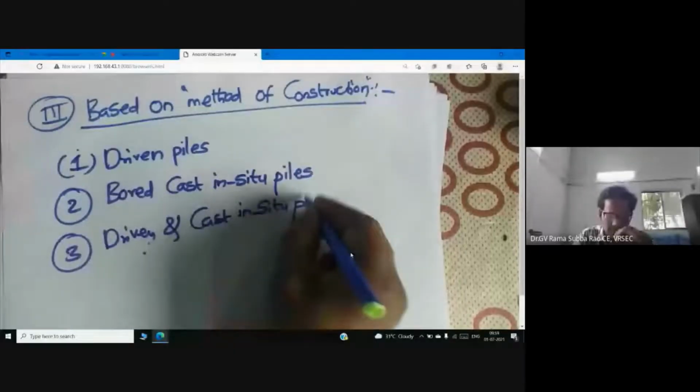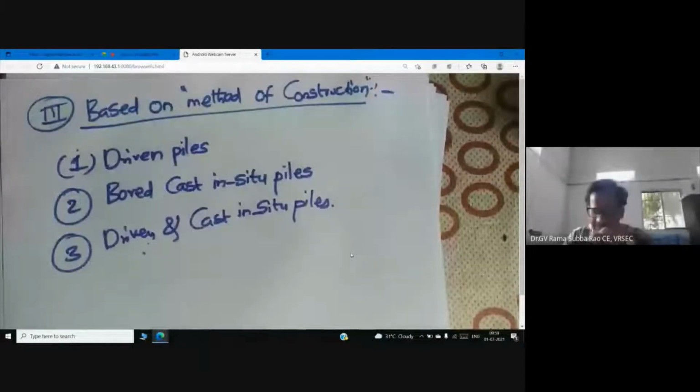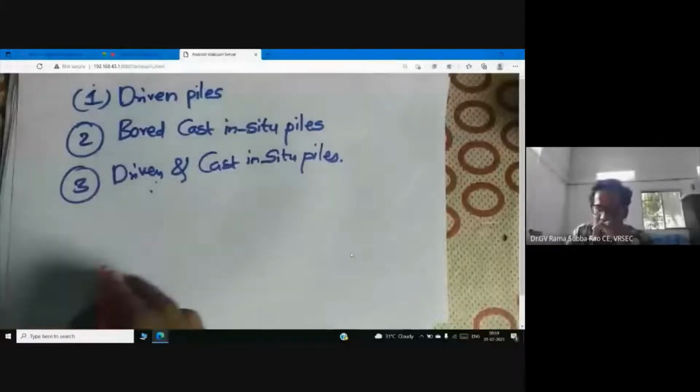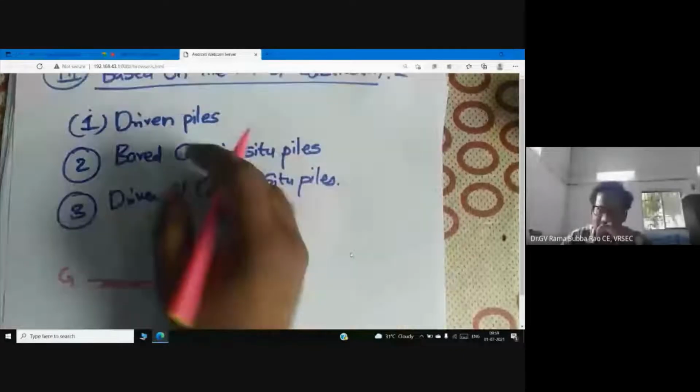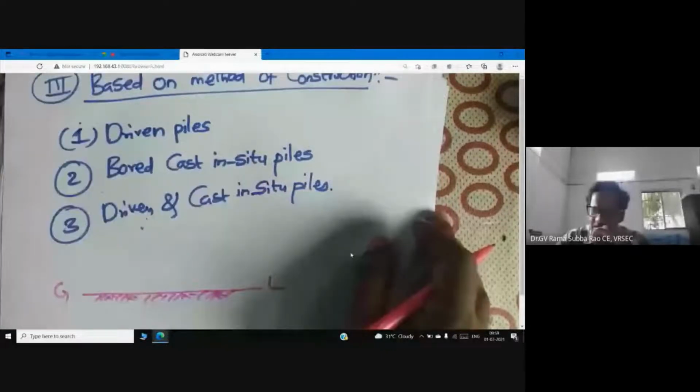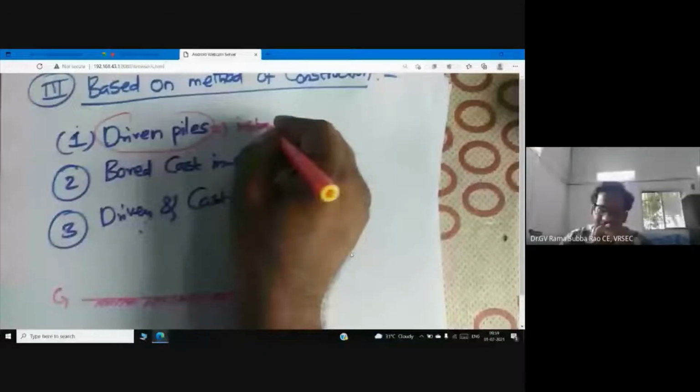Now I can tell you the meaning of this driven pile. Here you see, this is the ground level. I want to construct a pile foundation. When it comes to driven pile, we are somewhat hesitant to use the word construction. When it comes to driven, we are happy to use the word installation. We are changing our language. The reason, we know, is that here we are driving the pile.